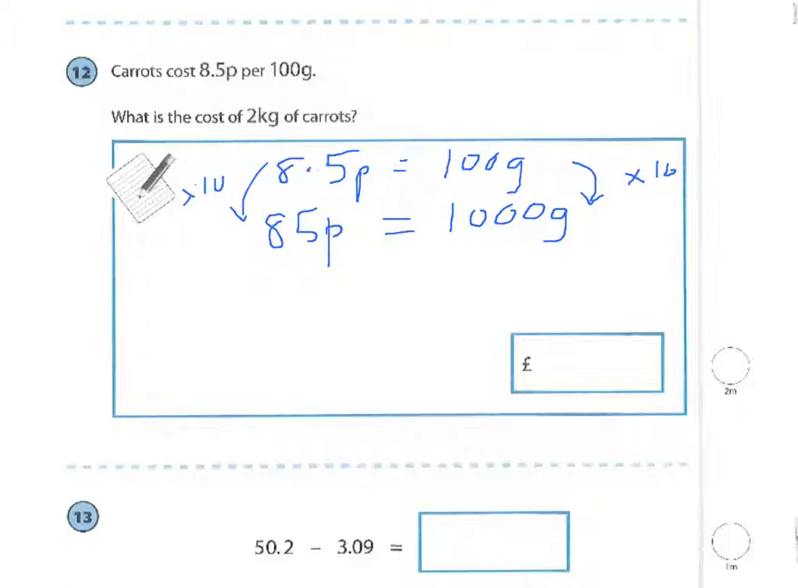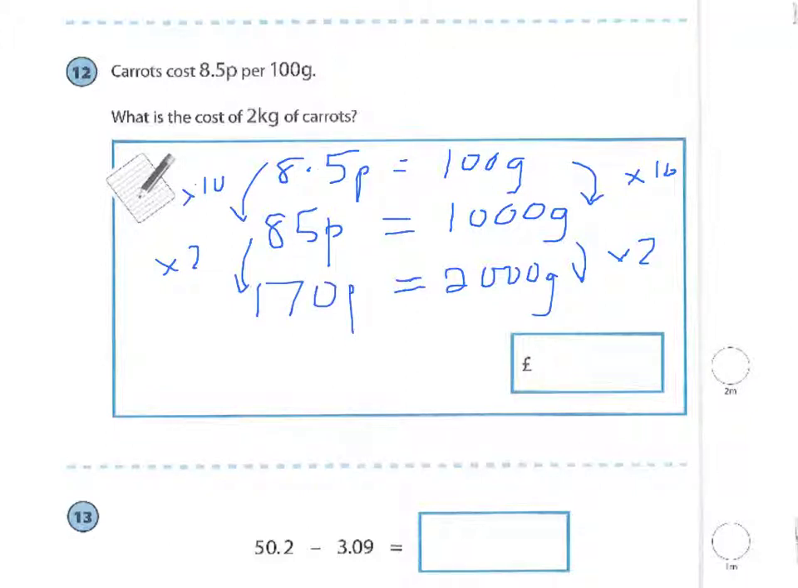Well, as it happens, 1,000 grams is 1 kilogram. So if we want 2 kilograms, we would simply double this to give us our 2 kilograms or 2,000 grams. So again, whatever we do to one side, we do to the other side of the problem. And doubling 85p would give us 170p. Or, as the question's got a pound sign in the answer space, we would have to put £1.70.